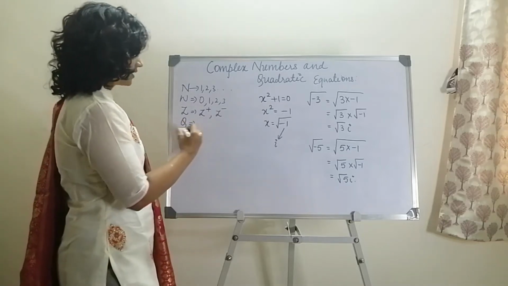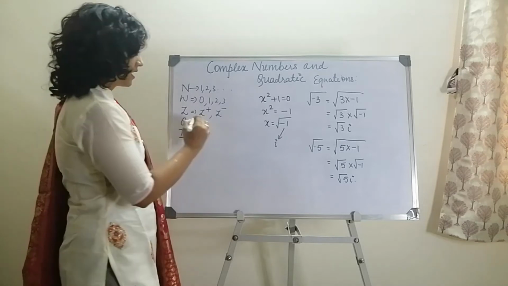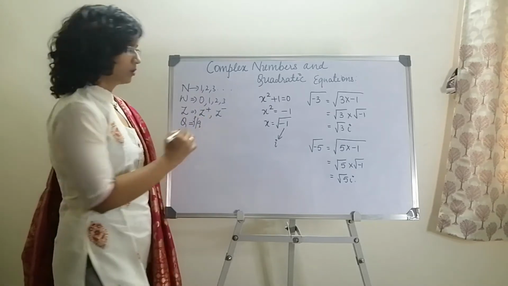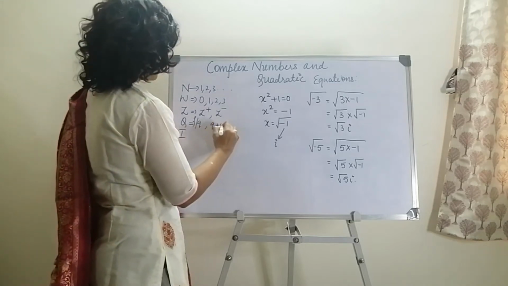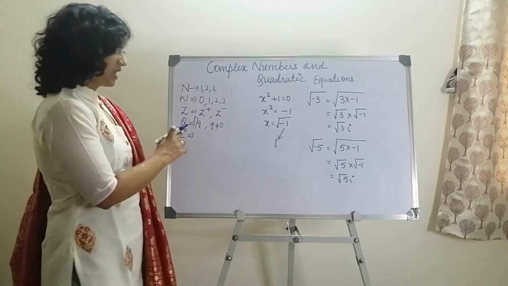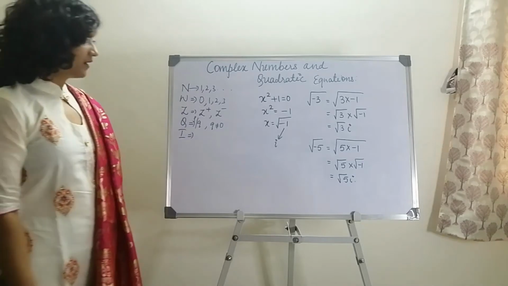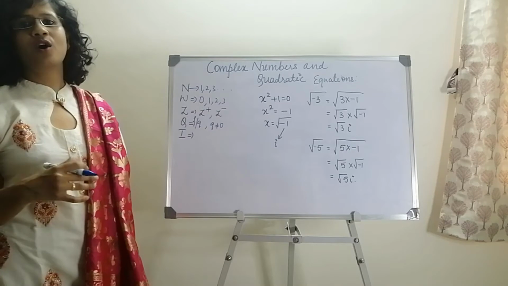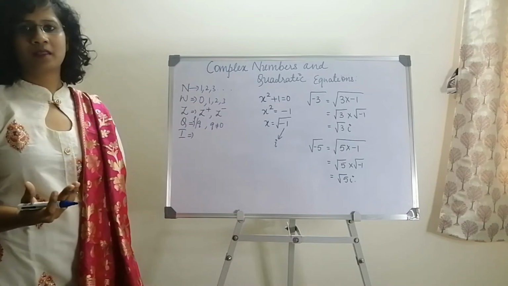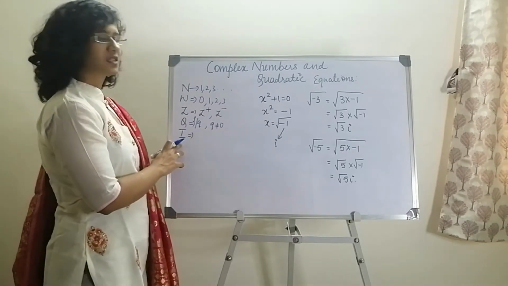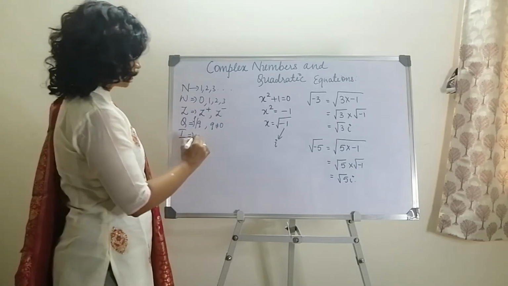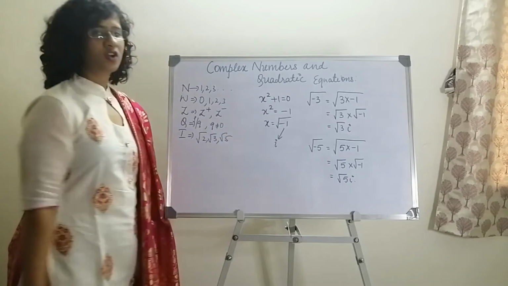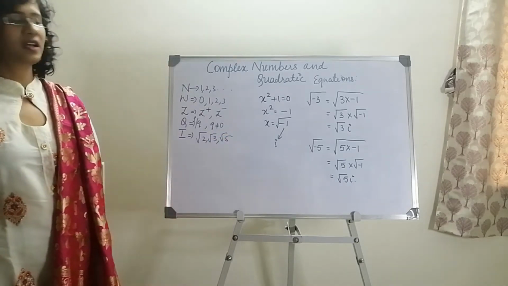Q is nothing but my rational numbers. A rational number will always be written in the form of p by q, where q is not equal to 0. Then I have irrational numbers, which are non-terminating, non-repeating. These terms come under irrational numbers. So for example, root 2, root 3, root 5. These are all irrational numbers.